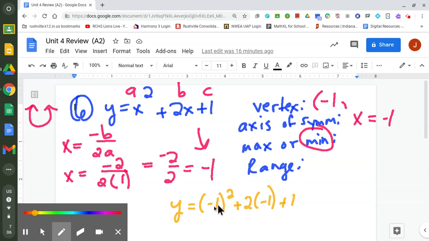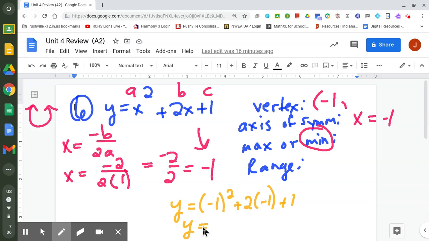So I've done that here. I have used this blue equation, and I put the negative 1 in every time I saw an x. So then if you do that in your calculator, you can use the parentheses just like I have. And the answer is 0. So that means that my vertex is negative 1, 0. And so now I remember I had a minimum, which is my y value of the vertex.